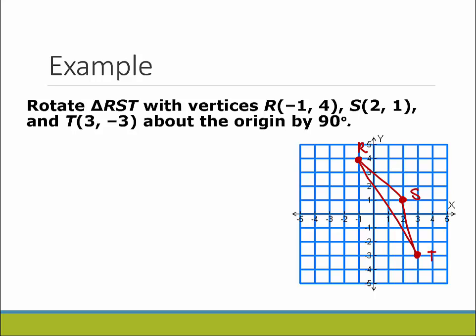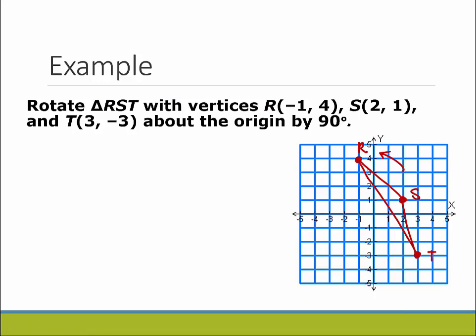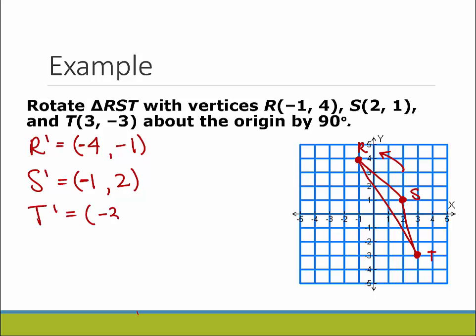So 90 degrees means that it's not going to totally flip over, but it's just going to turn just a little bit this way. So if you go back to this, 90 degrees means we switch our x's and y's, and then we make the first one negative. So R prime, switch the x's and y's around, so it's 4, negative 1, and then change the sign on the first one. S prime, you switch the x's and y's around, you change the sign on the first one. And then T, switch them around, you change the sign on the first one.